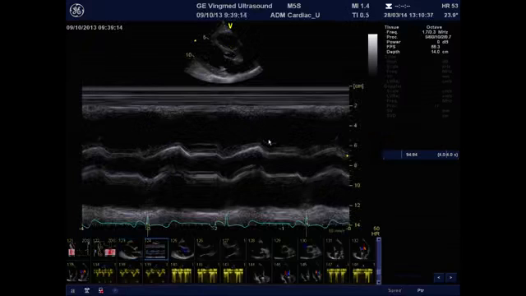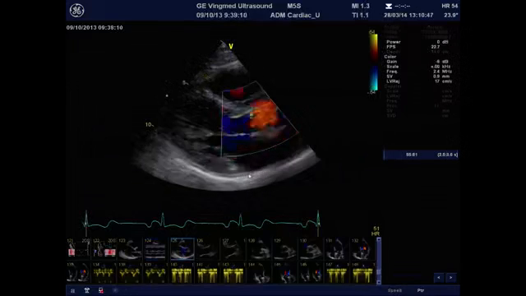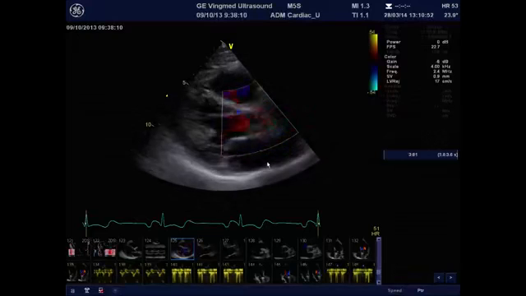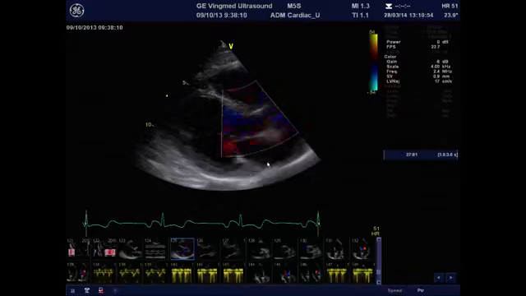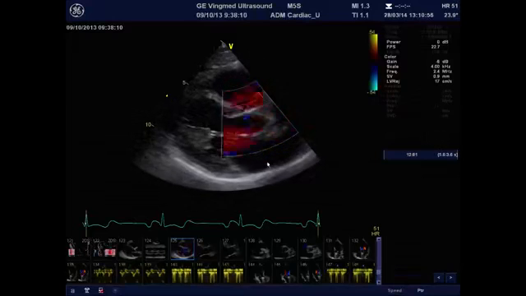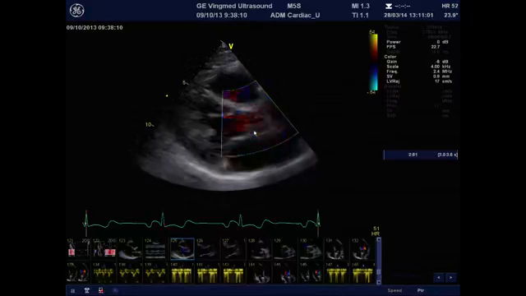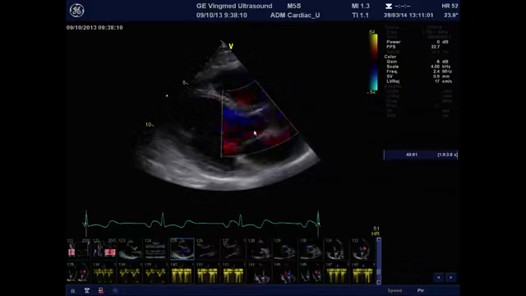You can also use the M-mod to assess the movement of the leaflet. Here you can see the opening of both leaflets during the systole. After, you can put the color Doppler, and with the color Doppler you can assess the presence of significant leakage. Here you can see that there's some small leakage that are strictly normal and refer to the normal backflow closure.